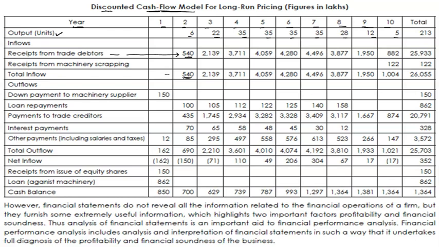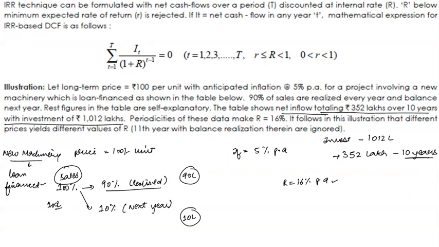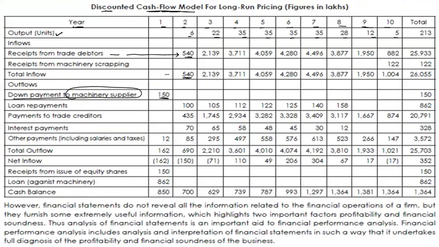Apart from that, the down payment. Let us understand the part properly. This is the down payment which you have made to the machinery supplier, that is 150. And every year we are going to pay certain installments, because I have mentioned that it is going to be a loan finance system. So 150 is our down payment, and every year we are going to pay certain amounts to that person. In the year of down payment, definitely there is no repayment.